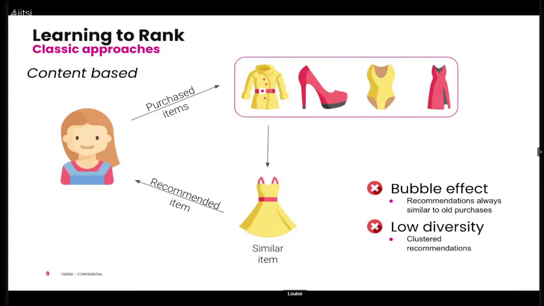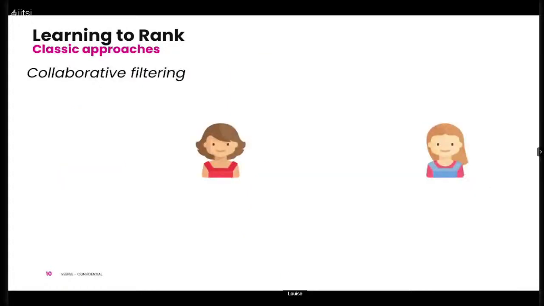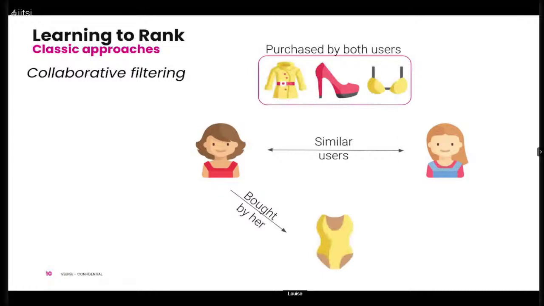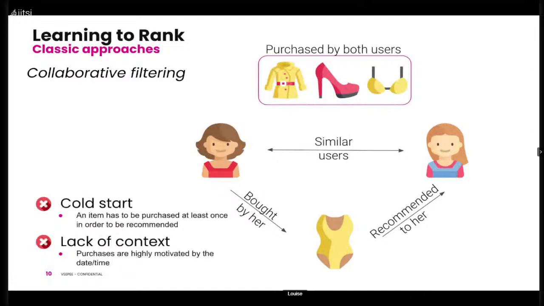Another classic approach is collaborative filtering. Imagine we have two customers, and we see that these items have been purchased by both of these customers. So we can assume that these users are similar. So what happens if user A has bought another item? We can try to recommend it to the other user because they are similar, so maybe she will like it as well. We have two problems here. The first one is the cold start. If an item has not been purchased, we will not be able to recommend it. And the other issue is the lack of context. Imagine we recommend a swimsuit that was purchased in summer, and we try to recommend it in winter. Probably it's not the best time to do it.